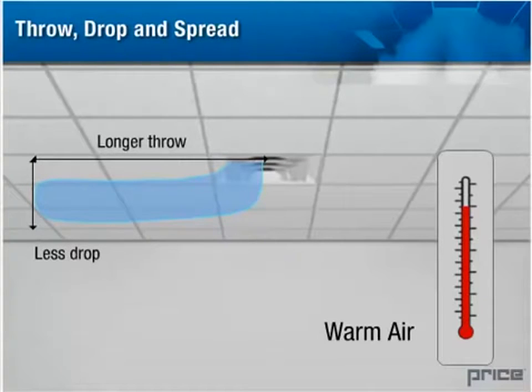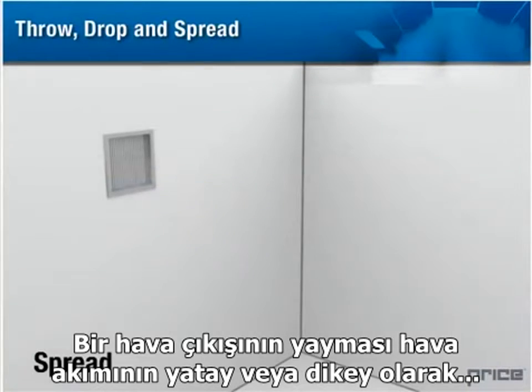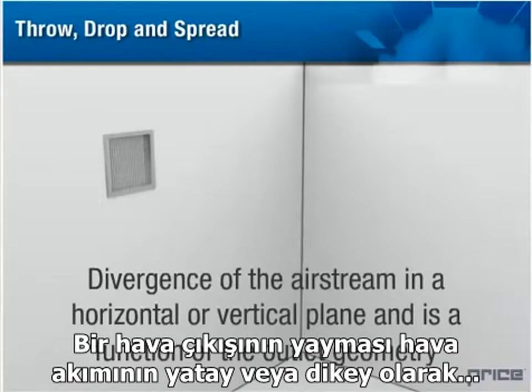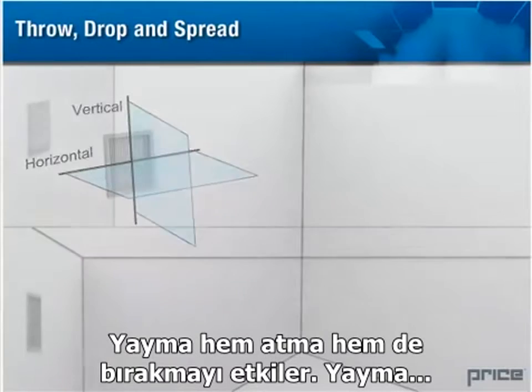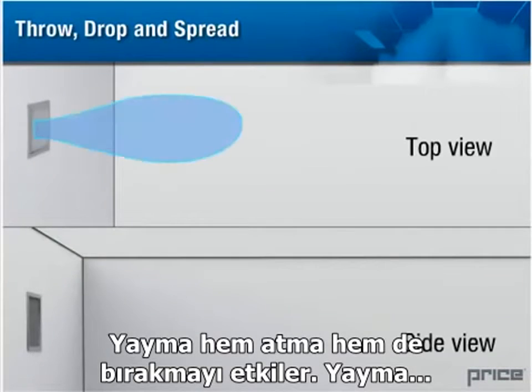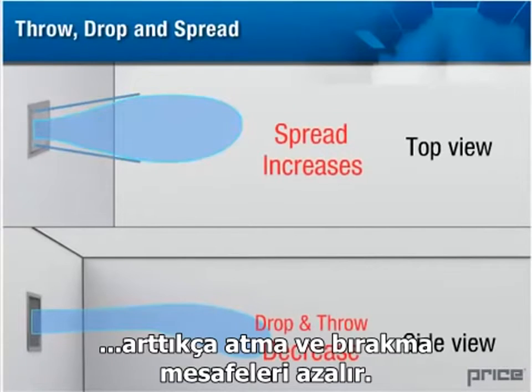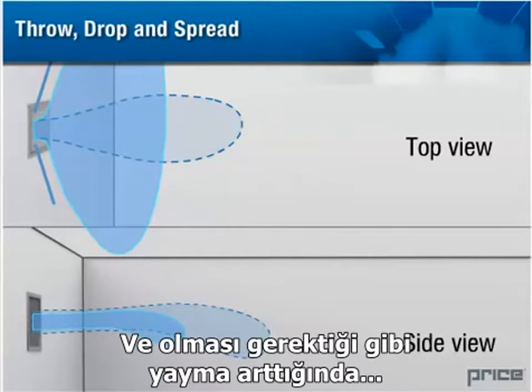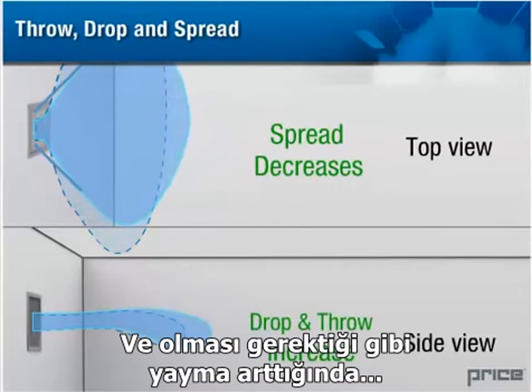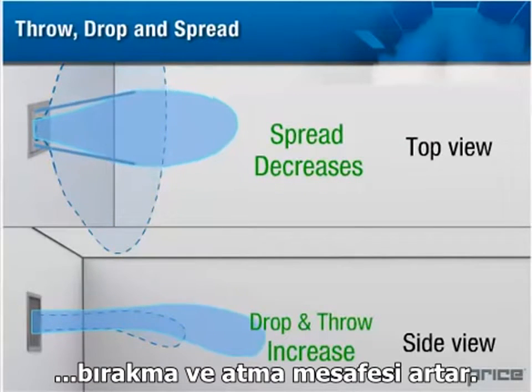The spread of an outlet is defined as the divergence of the airstream in a horizontal or vertical plane and is a function of the outlet geometry. The spread has an effect on both the throw and drop. As the spread increases, both drop and throw decrease, and conversely, as the spread decreases, both drop and throw increase.